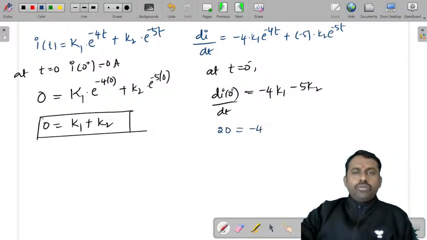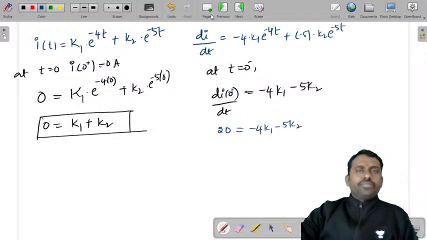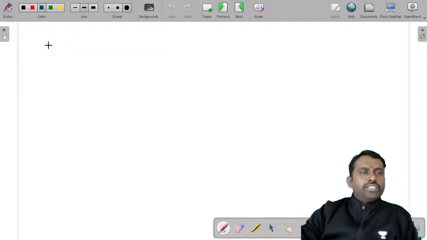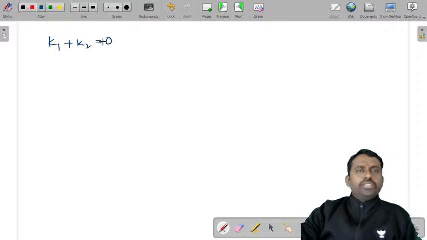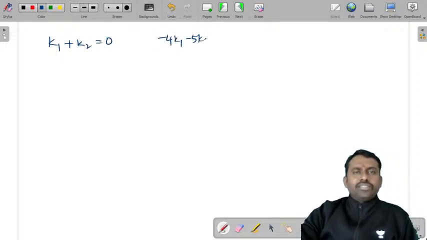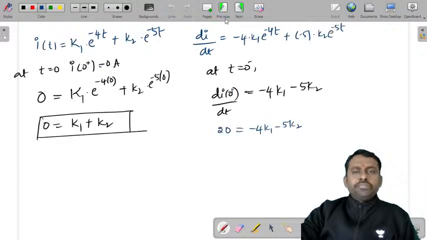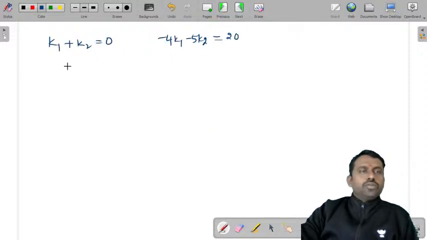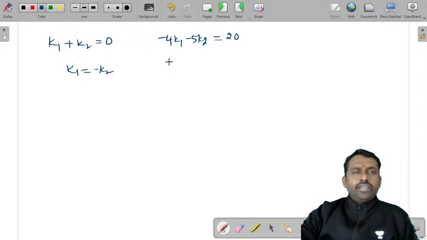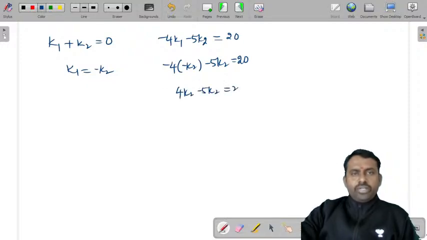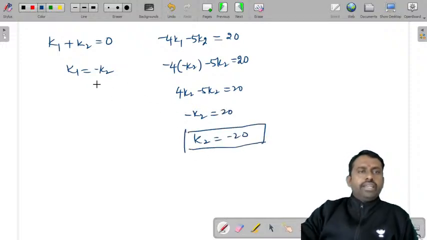So 20 = -4k1 - 5k2. So we have two equations here: k1 + k2 = 0, and -4k1 - 5k2 = 20. So k1 = -k2, just substitute it here. So -4(-k2) - 5k2 = 20. 4k2 - 5k2 = 20. Minus k2 = 20. k2 = -20. When k2 = -20, k1 = +20.